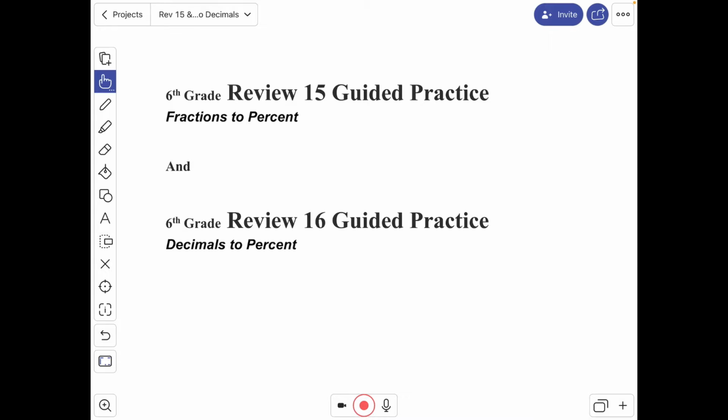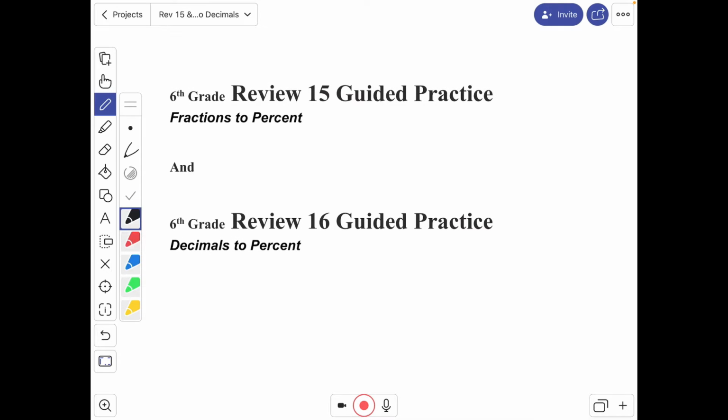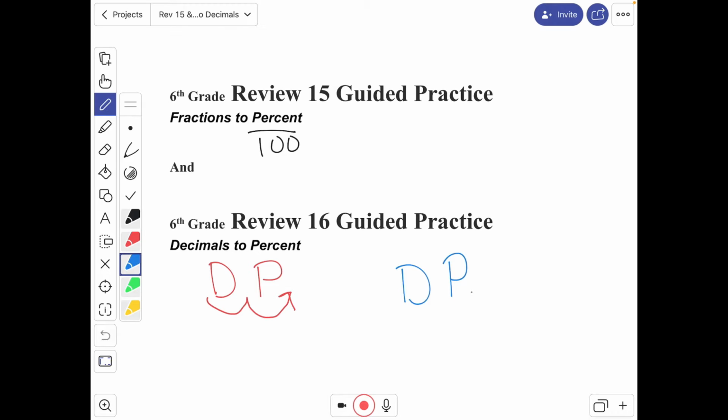Review 15 has to do with fractions to percents. Remember, percent means per 100. So if we can just change the fraction to something over 100, then we'll have the percent. And remember, decimals to percent is really just moving the decimal spot. So if it starts out as a decimal, we move it 2 spaces to the right. And if it starts out as a percent, we move the decimal 2 spaces to the left.